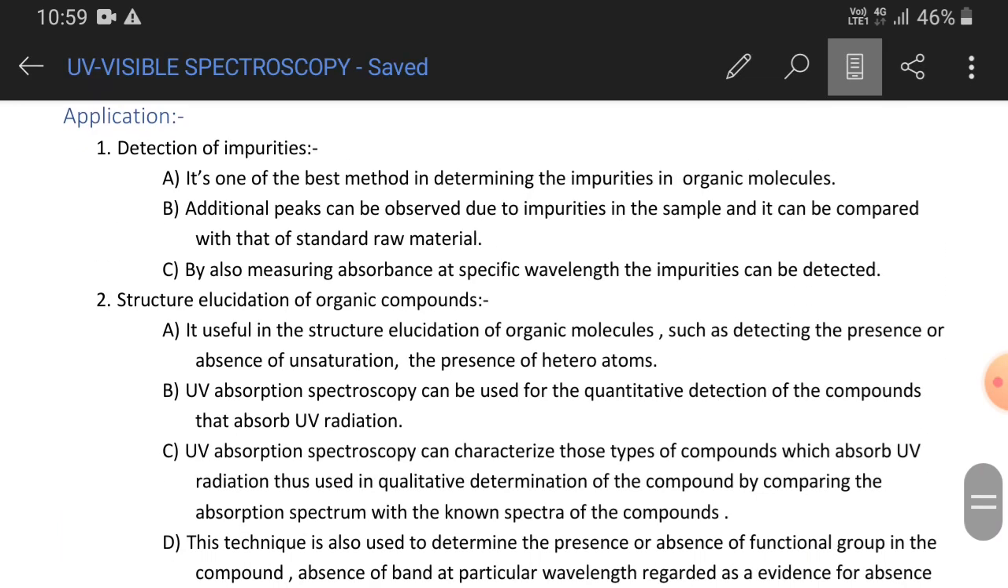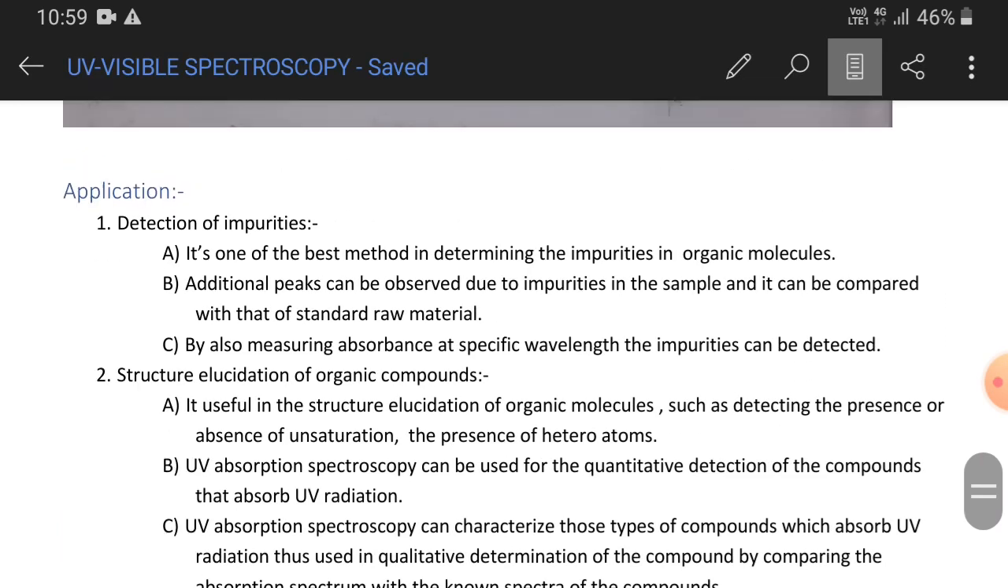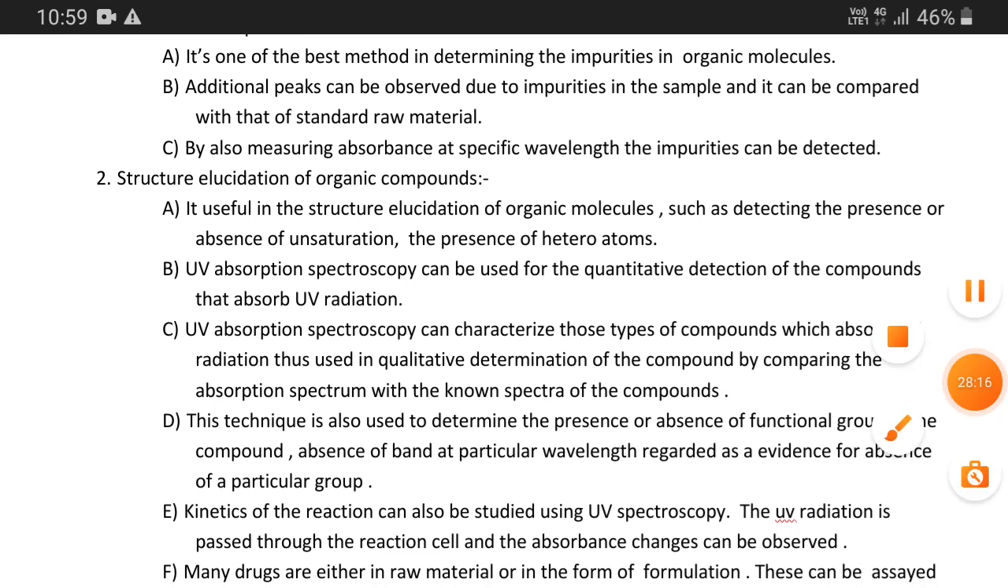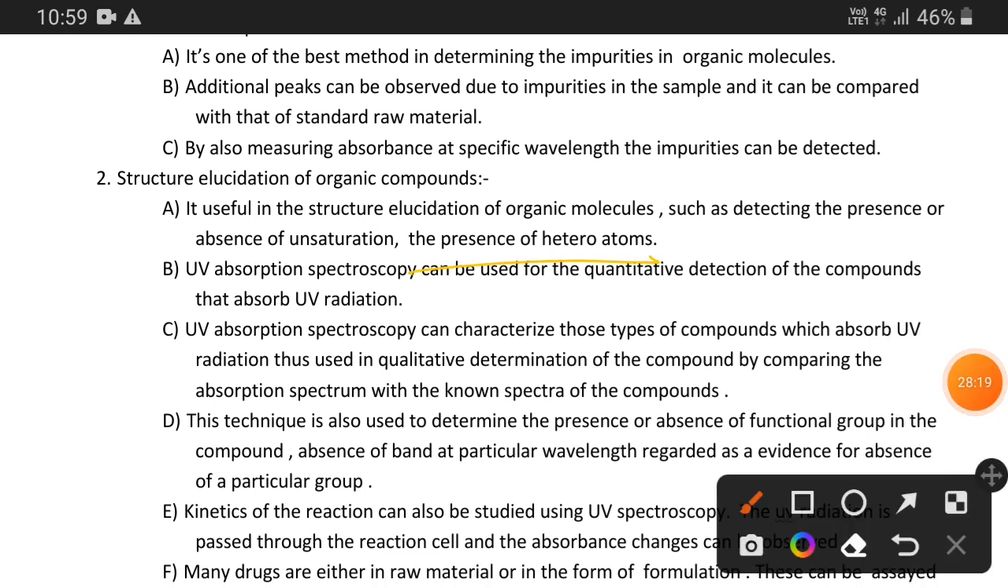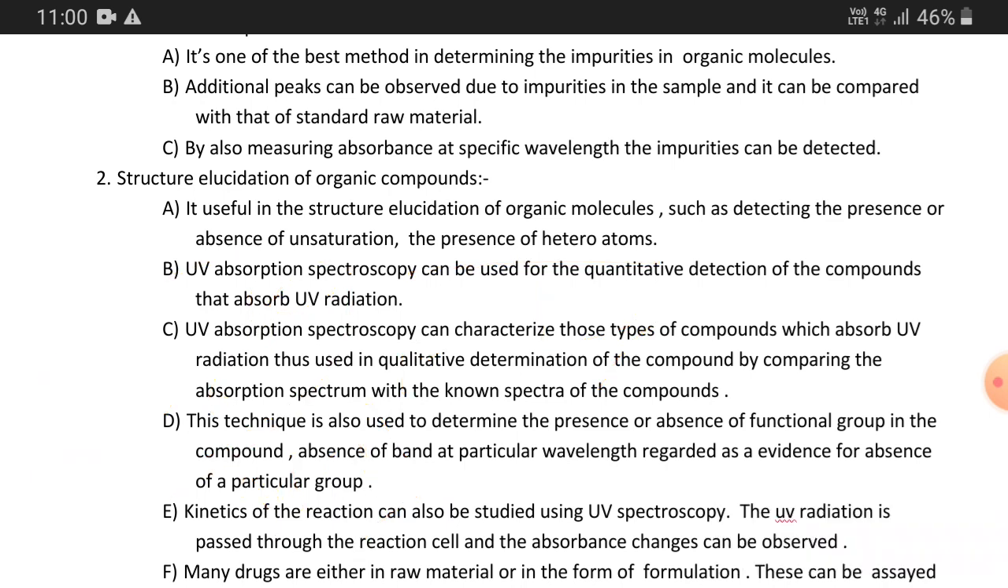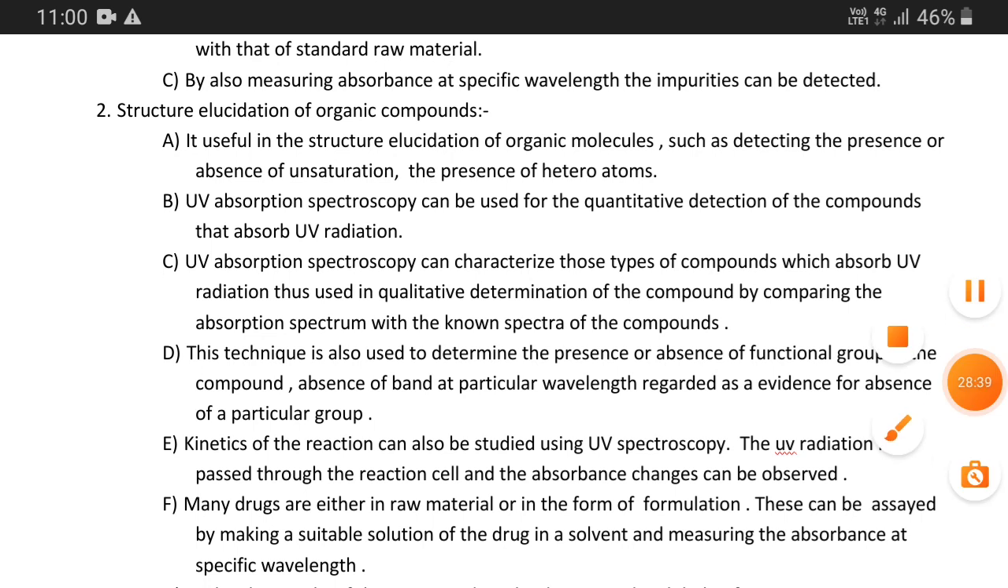So that is the application part that I have discussed with you. Presence of heteroatom: what does that mean? If our sample is undergoing any change that involves N, that means an N to sigma star transition or an N to pi star transition, then we can conclude that yes, our sample contains a heteroatom. That is why it is undergoing such kind of transition, right? And it can be useful for quantitative and qualitative determination.